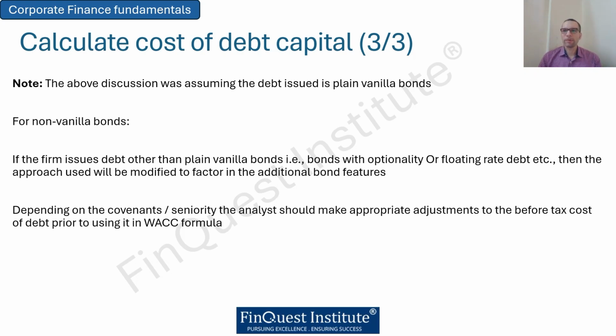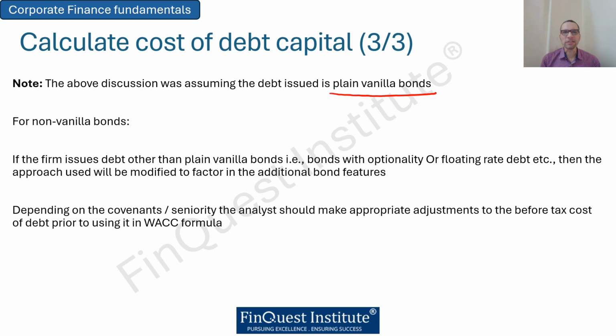Now, one point to remember is that on the earlier couple of slides, we assumed that the debt is going to be in the form of a plain vanilla bond. As we know from the definition of a plain vanilla bond, there is no optionality and there are no other features embedded. So that's what we call plain vanilla bonds. If it's plain vanilla debt, the couple of approaches I mentioned earlier, the YTM and the matrix-based pricing, could be used. However, a company might go in for a non-vanilla issuance at times.